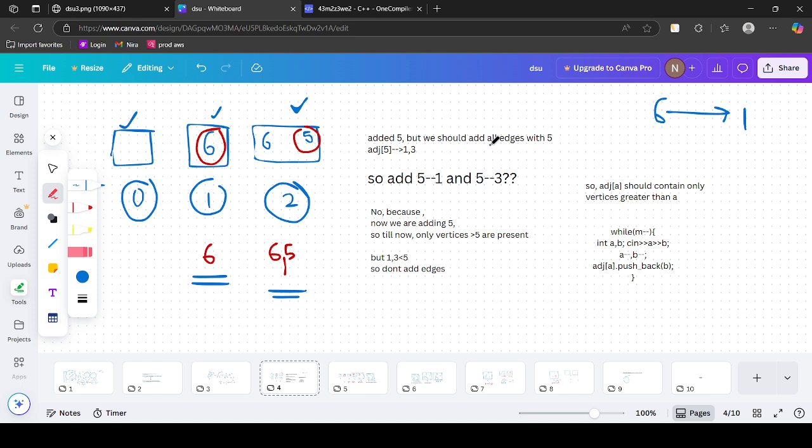But we should add all the edges with 5 that are incident, because we came from 6 to 5 to 6 by removing the vertex 5 and all the edges incident from 5. So even when reverting back, we have added the vertex, it is good, but we also have to add the edges which are incident from 5, so that we will go to the before state.